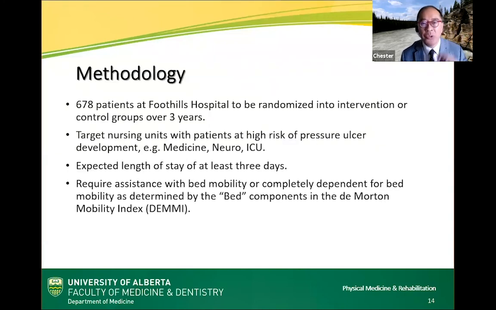So given the two objectives, how are we going to do that? Our plan was to recruit 678 patients at the Foothills Hospital in Calgary, so that they'll be randomized into the intervention or control groups over a 3-year period. You may know that the Foothills Hospital is one of the largest tertiary care hospitals in Canada. And basically, we target nursing units with patients at high risk of pressure ulcer development, such as the medicine unit, neuro unit, and also the ICU.